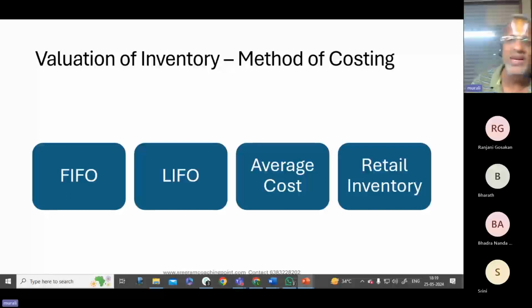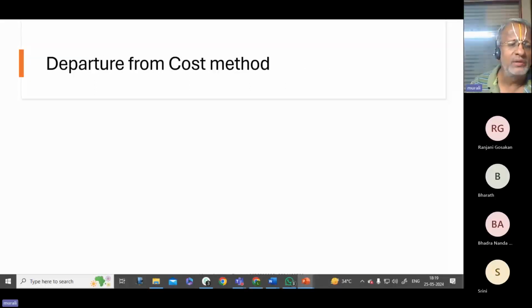The next one is the retail inventory. So right at the very initial stage itself, I told you that inventories can be identified into two. One, retail inventory, the other one, inventory coming under manufacture. So this method of costing is applicable when there is a retail inventory held by the company. I hope that things are clear. The next one, departure from cost method. So we were all taught from the earliest point of our commerce education, that is from higher secondary, that inventory should be valued at cost.